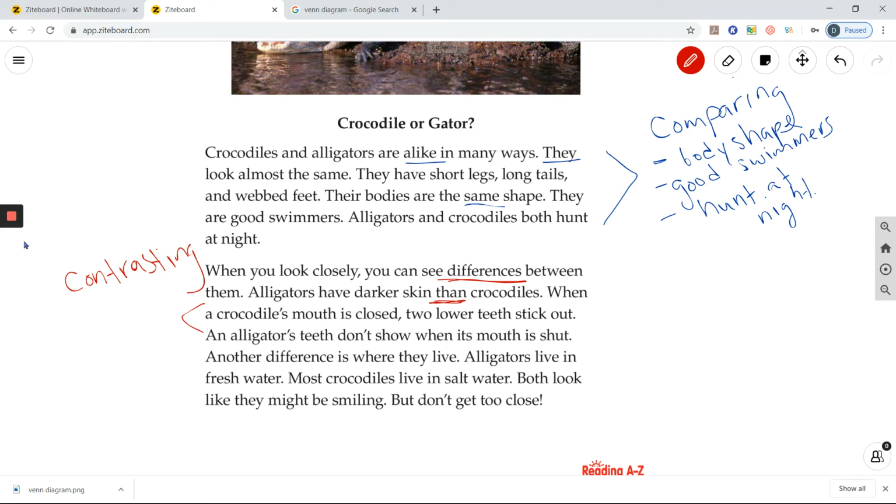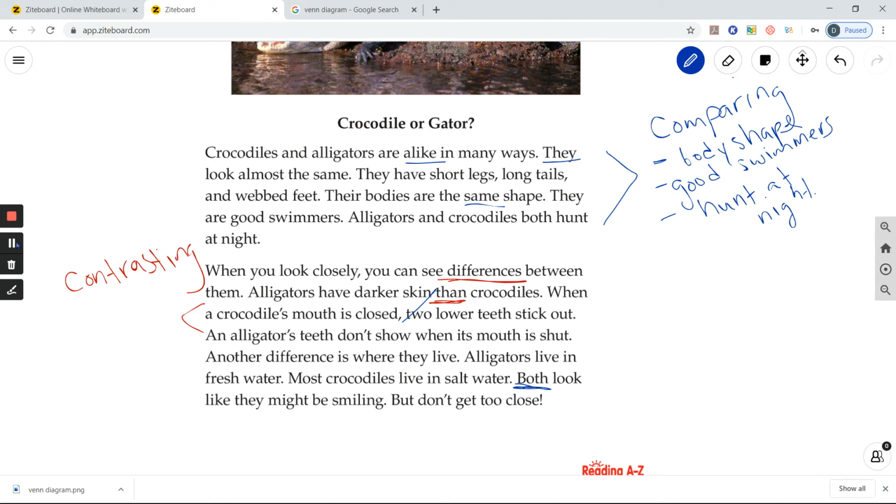The last two sentences in the paragraph are actually comparing them. We see that signal word "both," which means it's true for both alligators and crocodiles. Both look like they might be smiling, but don't get too close. The writer of this article wants us to understand that alligators and crocodiles have some similarities and also some differences. When we use those signal words, we're able to decide or describe if it's similar or different.